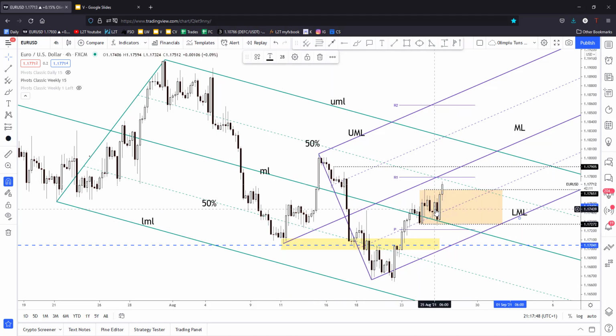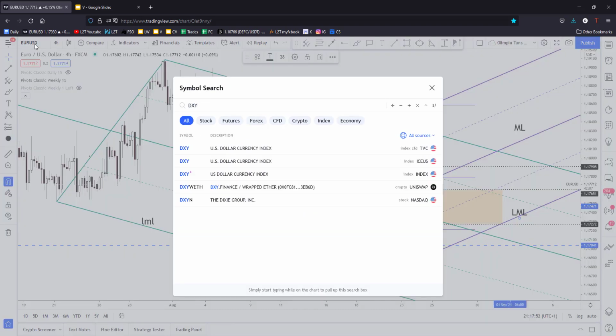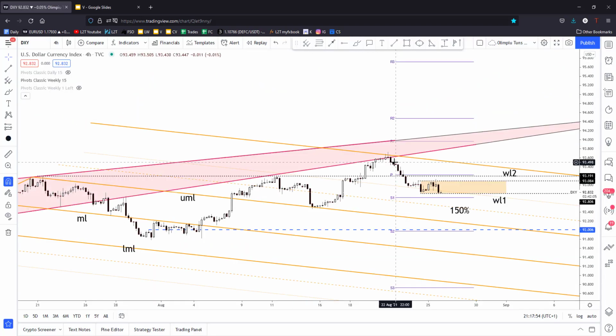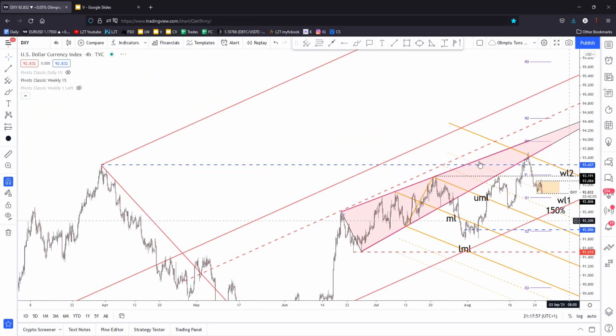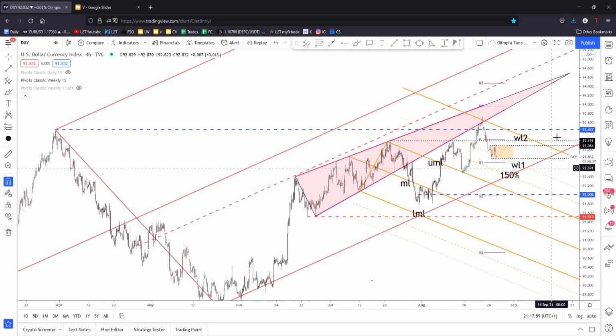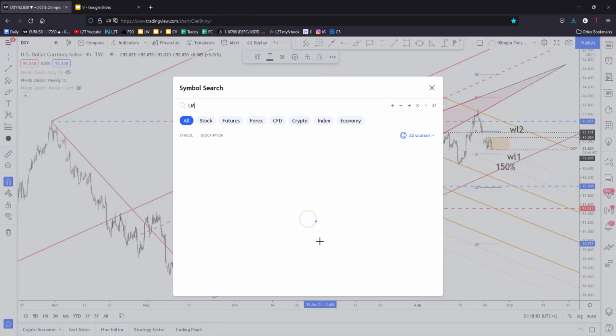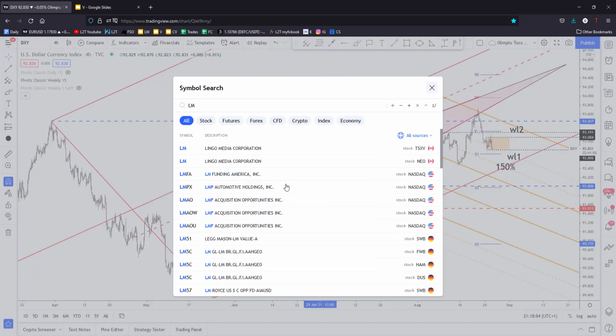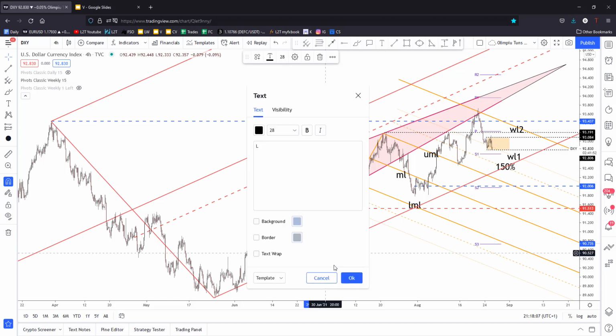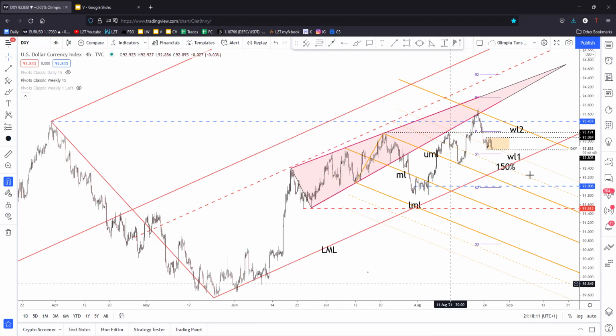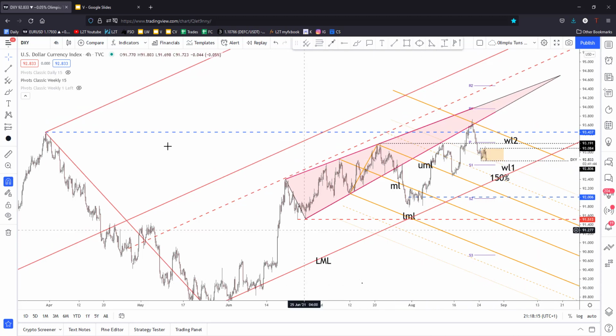The pair euro versus the US dollar could continue to increase as long as the DXY continues to drop, guys. A further or deeper drop towards this major lower medium line of the ascending pitchfork could signal that the US dollar could depreciate versus its rivals.